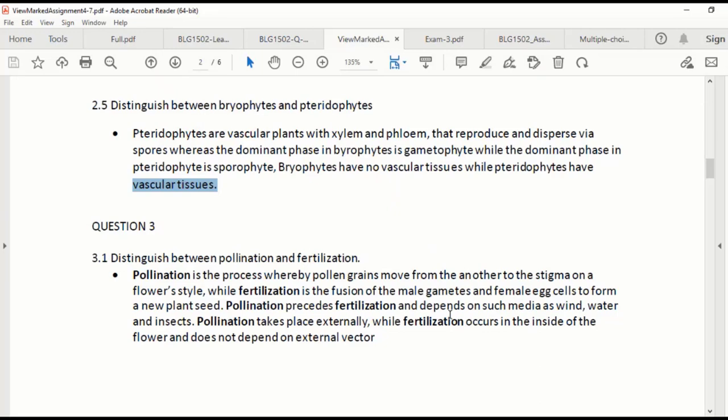So pollination depends on these kinds of external factors, which play a role in affecting the propagation of the pollination. Pollination takes place externally, while fertilization occurs internally, inside the flower, and does not depend on an external vector.